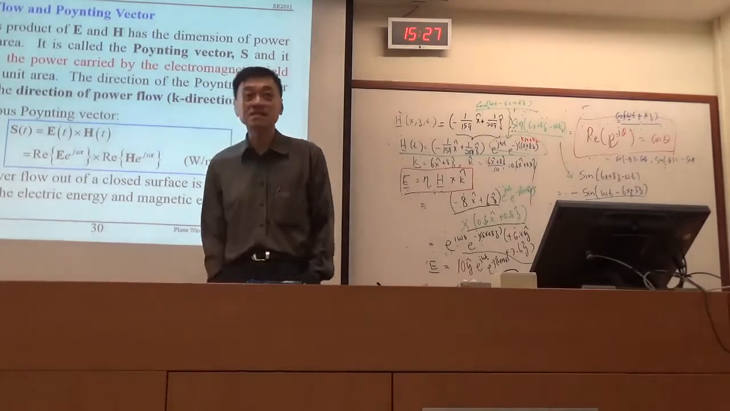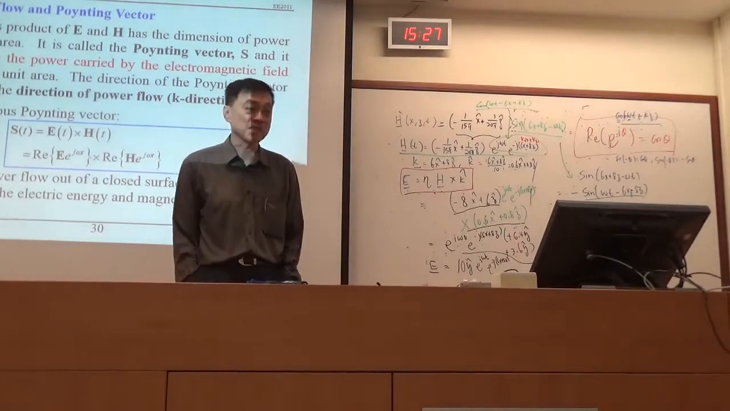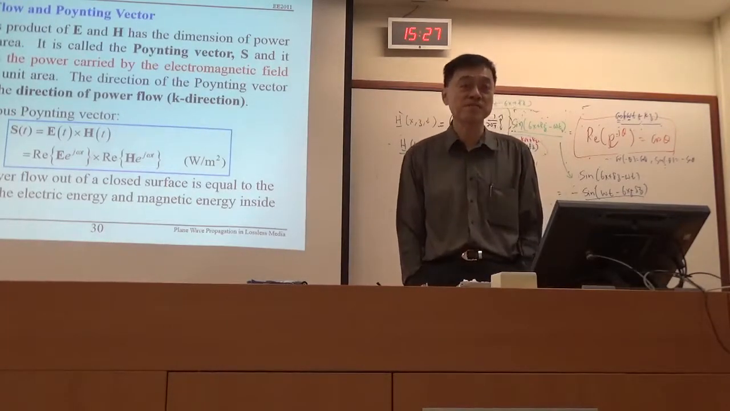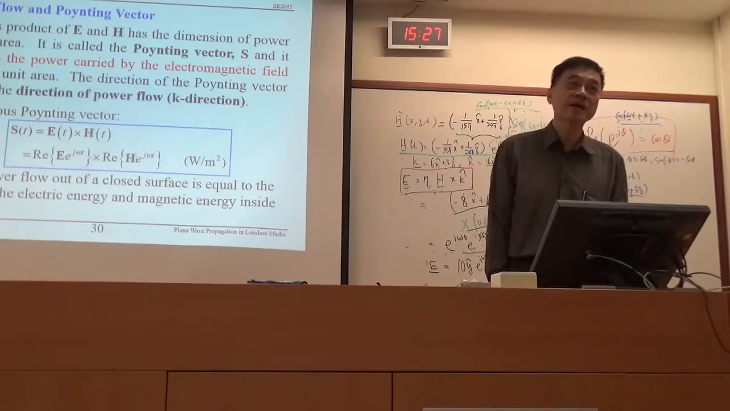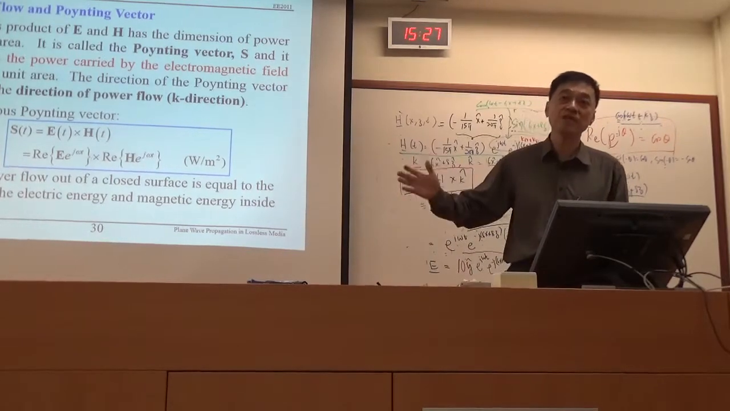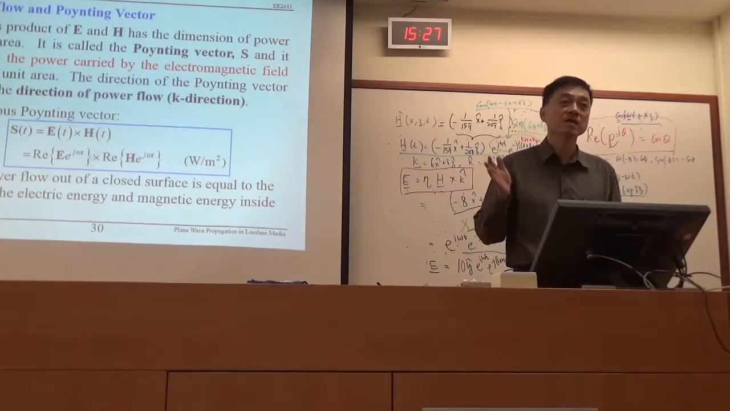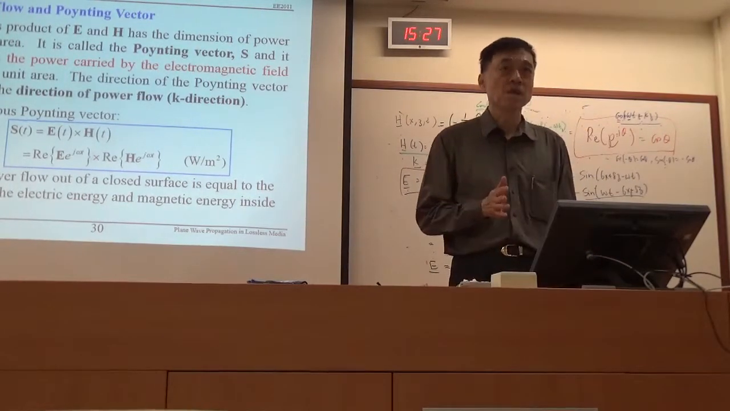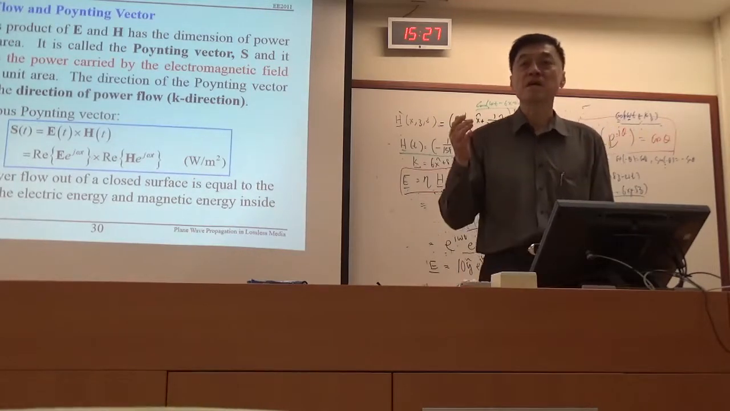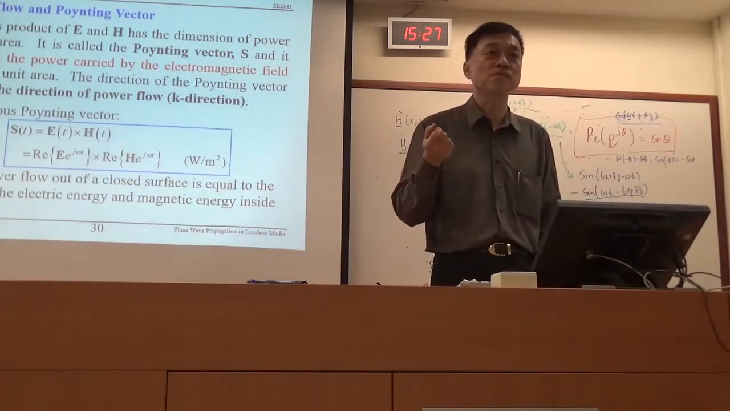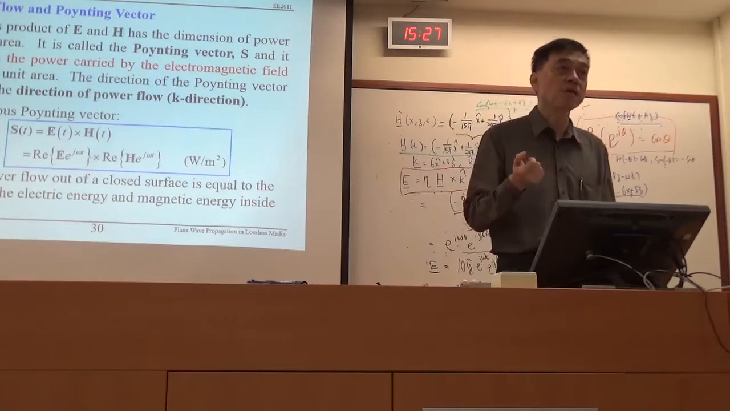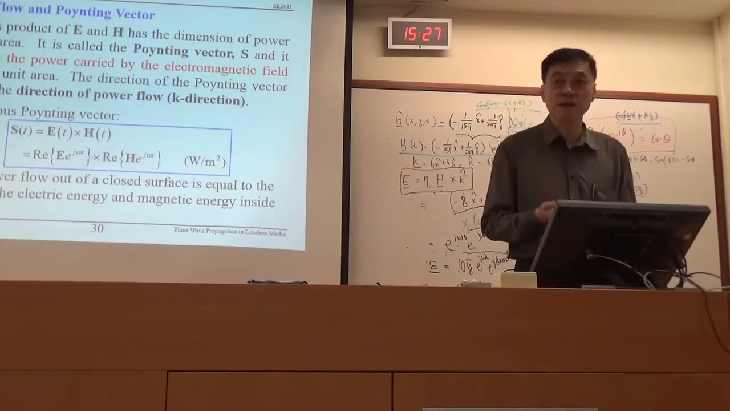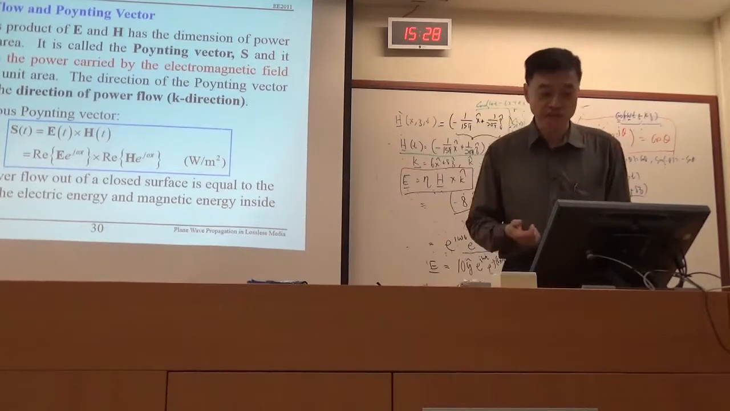Now the last thing that we want to finish off with this chapter is power flow, and the Poynting vector. When you propagate a wave, not only the wave is important, but also power flow is important. What is the power in the sense of your voltage and current? Power is equal to V times I, right? And if it's complex, it's V times I conjugate.